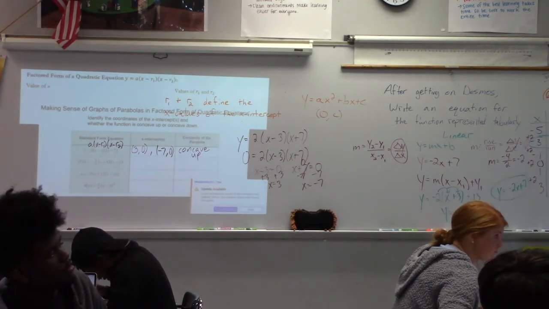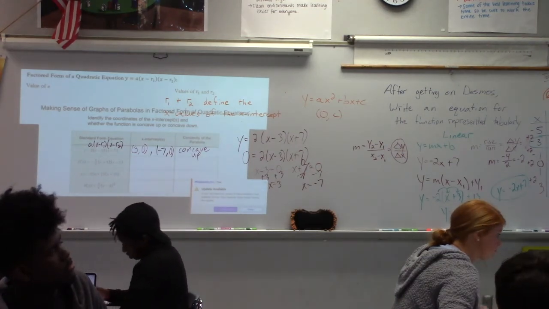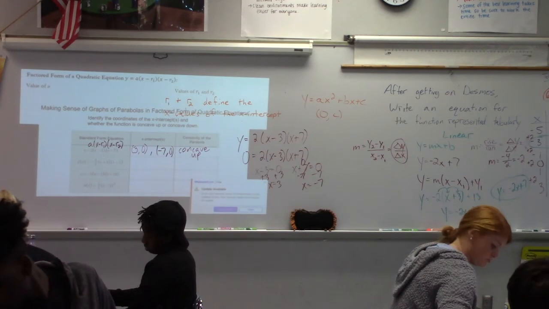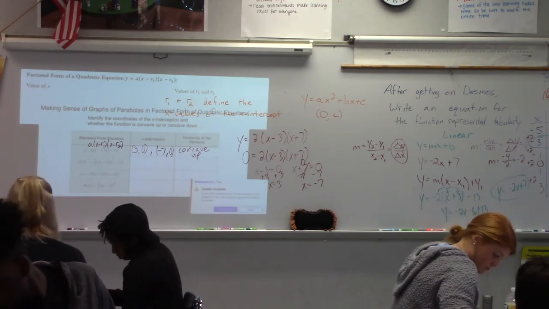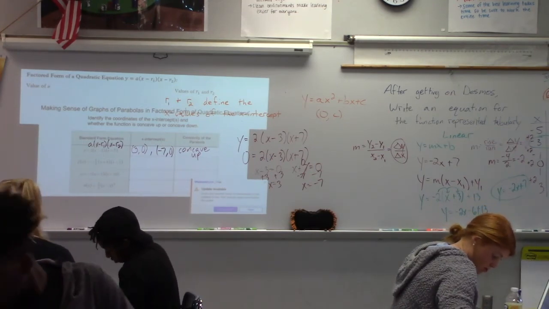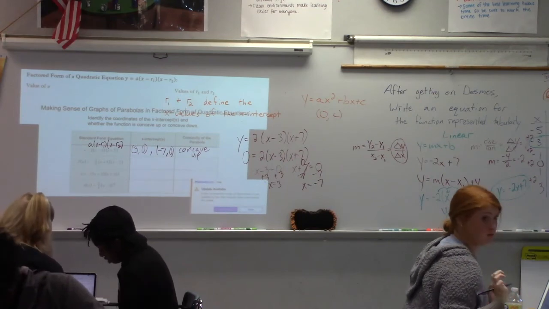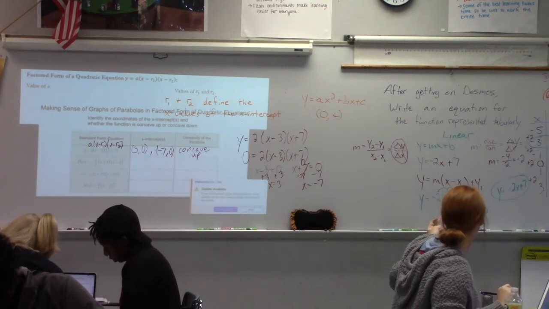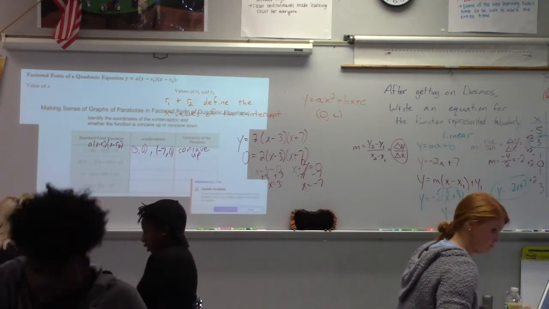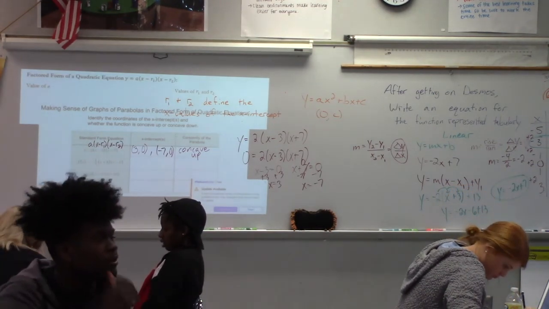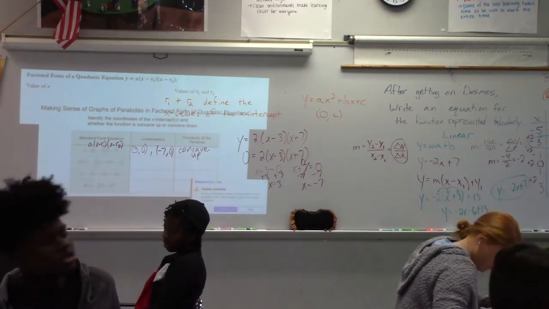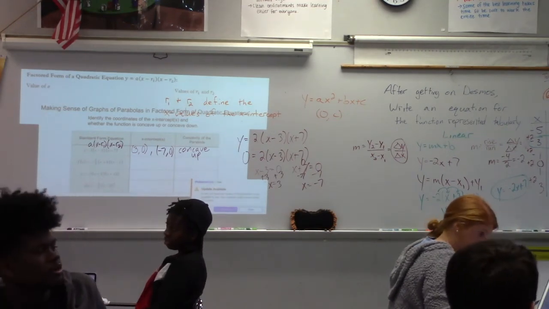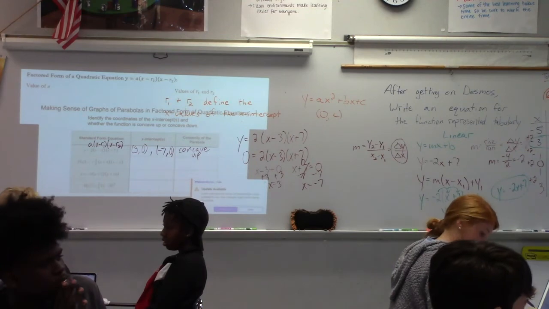So what has always defined concavity up to this point? Positive or negative for the A, right? Do we still have an A in this equation? So it's still based on the value of A. Remember, it's A times x minus R1 times x minus R2. What number is A in the one we just finished? That 2 is our A. Because A is positive, it's concave up.